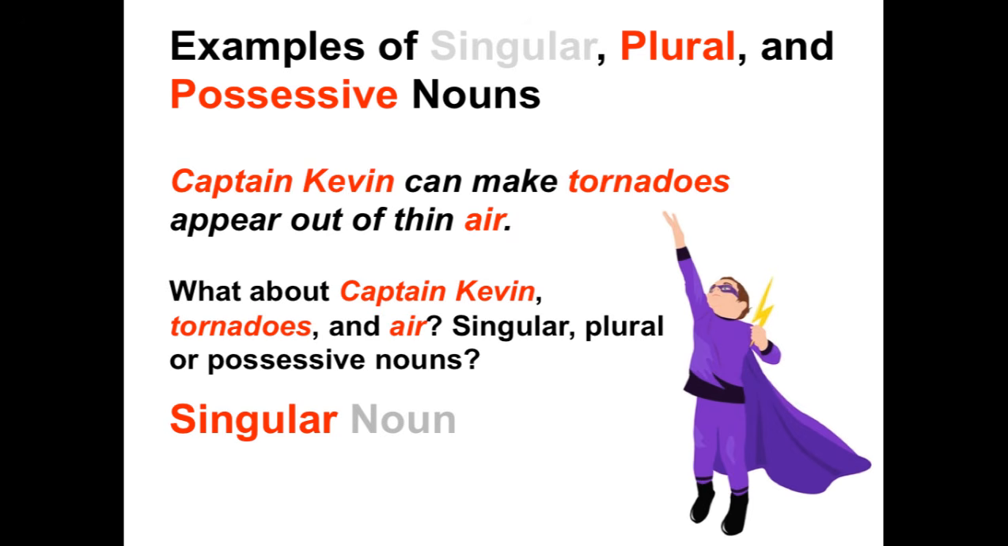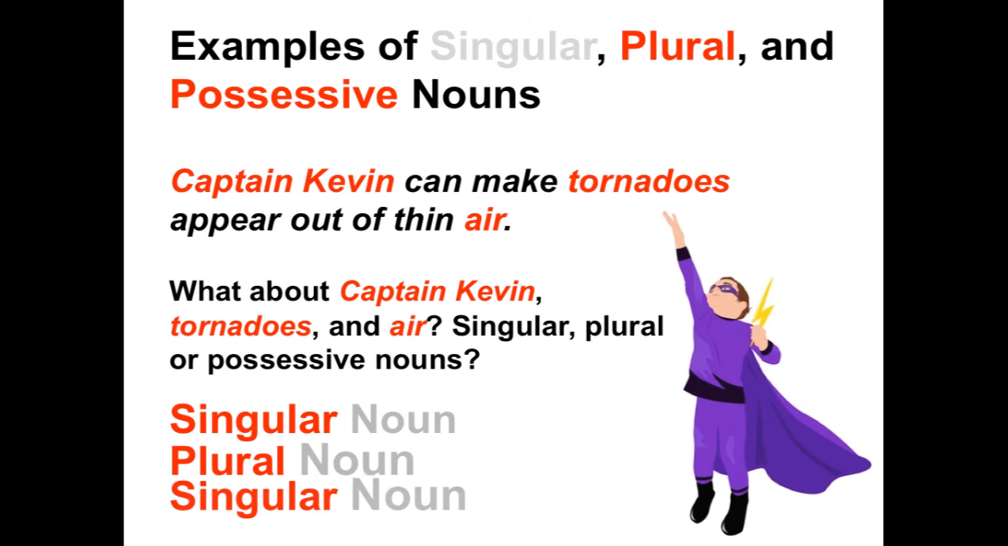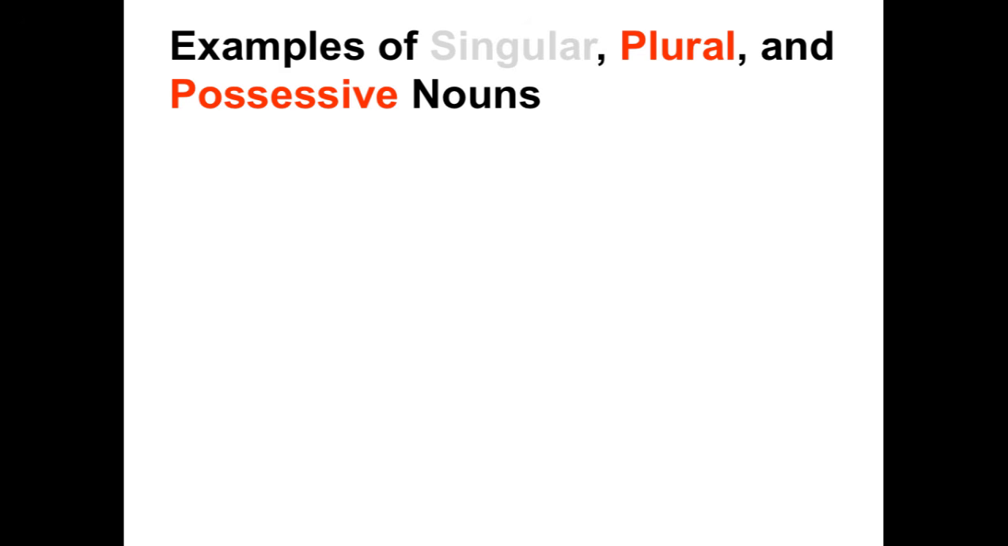What about the word tornadoes? That would be a plural noun, more than one tornado. And what about the word air? It's tricky, think about it. The word air is in fact a singular noun, and there can be the word airs, although it's not used very frequently.